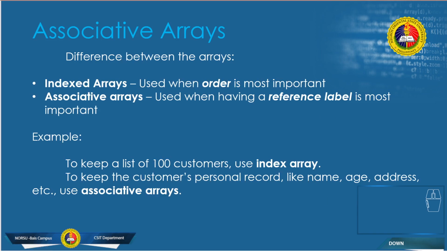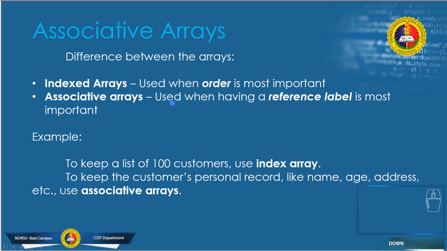So the difference between associative arrays and index arrays is this. Index arrays will be used when order is important. So if kinahanglan nato nga i-order, meaning 1, 2, 3, 4, i-list nato ang details or ang value, then we will use index. However, we will use associative arrays when having a reference label is most important. So if dili ra ta magmatter sa iyang pasunod sa values, however, we matter more on the label itself, the reference, then we will use associative array.